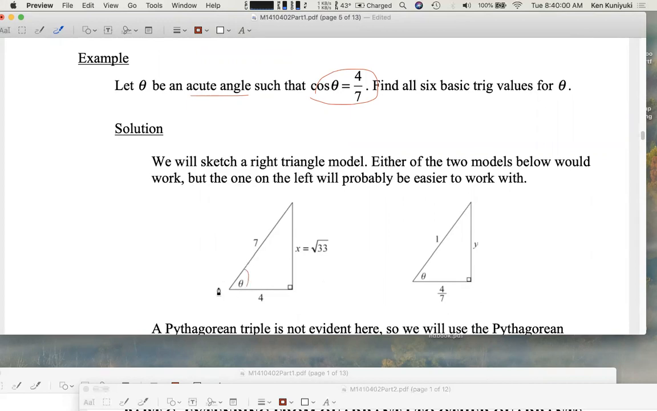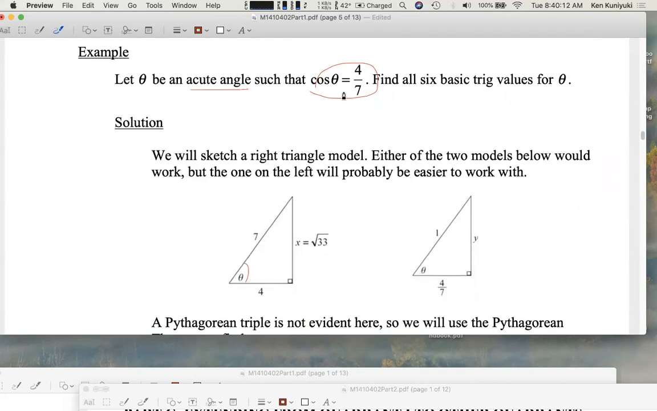Let's say that we have this right triangle. It's good to indicate the right angle with a square. Here's our angle theta, one of the two acute angles. Let's take this angle theta, and we're given that cosine of theta is 4/7.